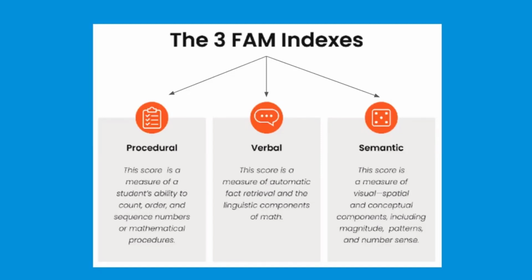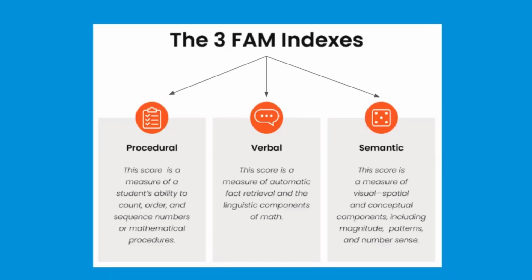Then the next bucket is the semantic, which is visual, spatial, the concepts of math, including magnitude. So this is your number sense. How big is something? How small is something? Those kinds of items. They also look at mathematical reasoning, and some of the kids struggle with storing it in a way that's accessible to them. So it also has to do with storage and retrieval. The severity of dyscalculia will depend on the scores in these 3 indexes. And we're going to look at some examples of this.